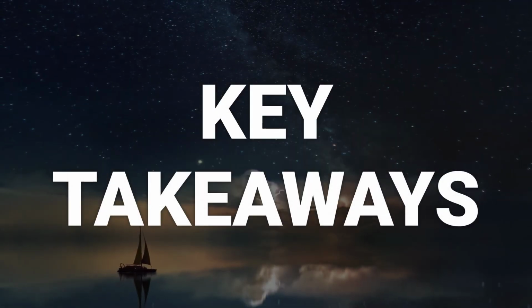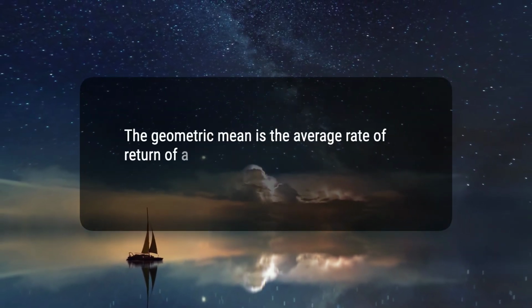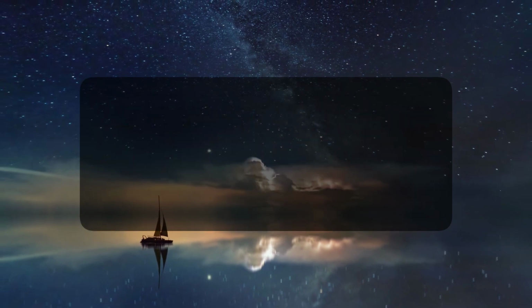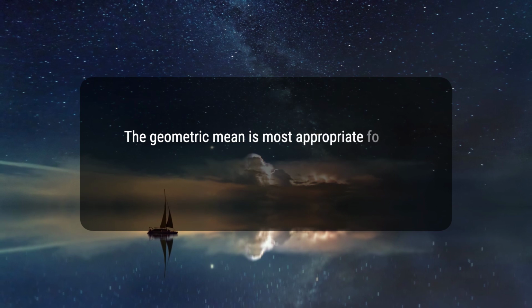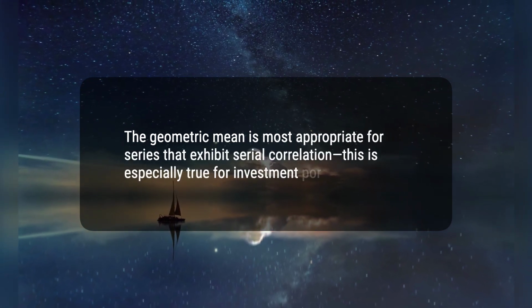Here are two key takeaways. 1. The geometric mean is the average rate of return of a set of values calculated using the products of the terms. 2. The geometric mean is most appropriate for series that exhibit serial correlation. This is especially true for investment portfolios.